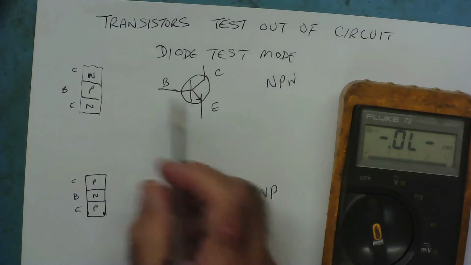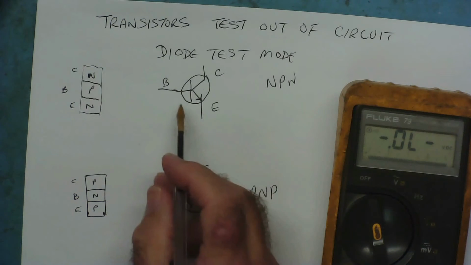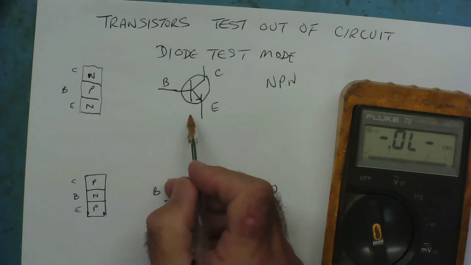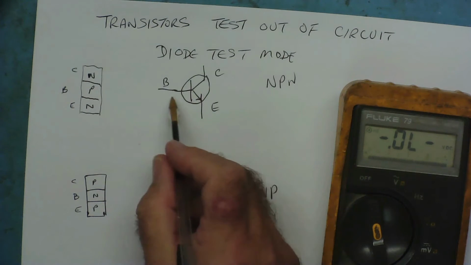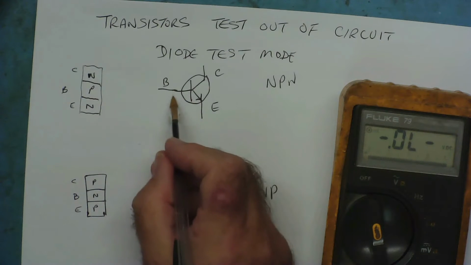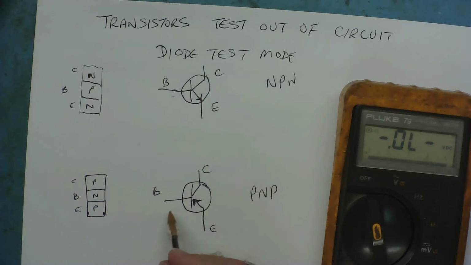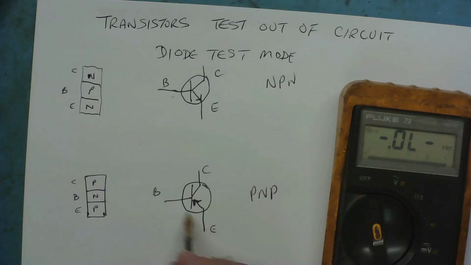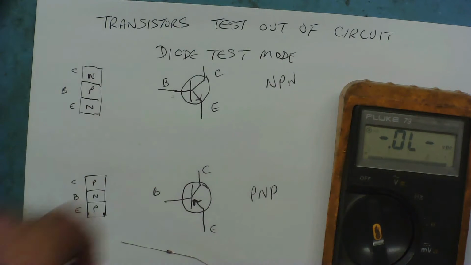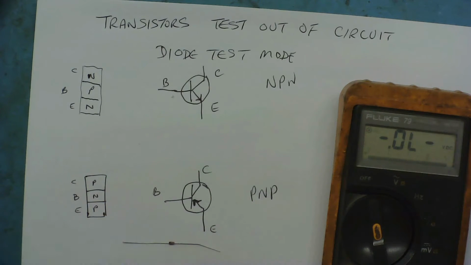And if you watch the other videos on transistors, you'll know that for a transistor to turn on, there has to be about 0.6 voltage drop. In this case, NPN, the base is positive, about 0.6, and on PNP it's negative with respect to the emitter by about 0.6. And here we have a diode. So what this meter does in diode test mode, it measures the voltage drop.